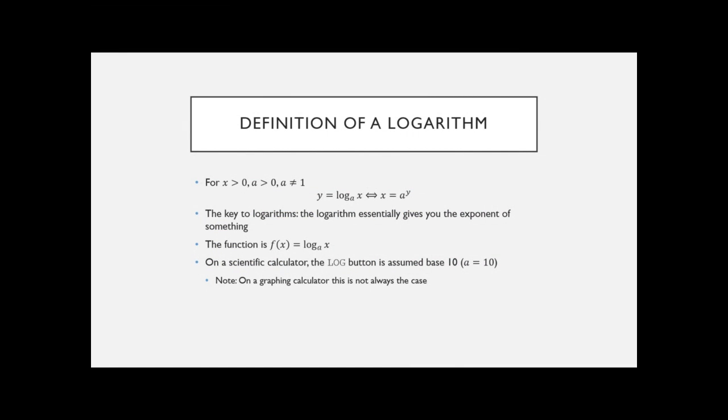So the mathematical definition of a logarithm is that, for some number x greater than 0, and some number a, which is the base, greater than 0, so we always work with positive bases, and as long as the base is not 1, you can rewrite a logarithm as an exponent. So the logarithm is defined in terms of an exponential function. You can change from something that's an exponent to something that is not an exponent.